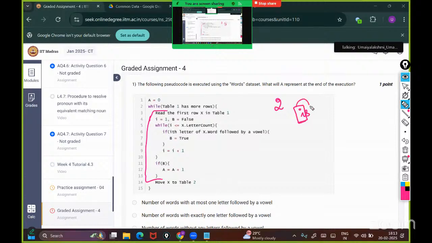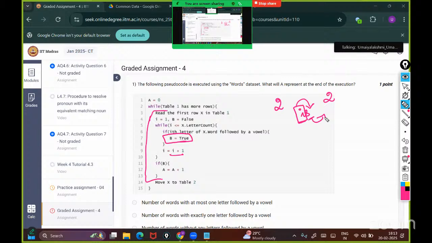I have to check whether it's followed by a vowel, which means its next element is a vowel or not. If it is a vowel, B is changed to true. Then I is incremented, so I becomes 2 now. It will check whether S's next followed element is a vowel or not.